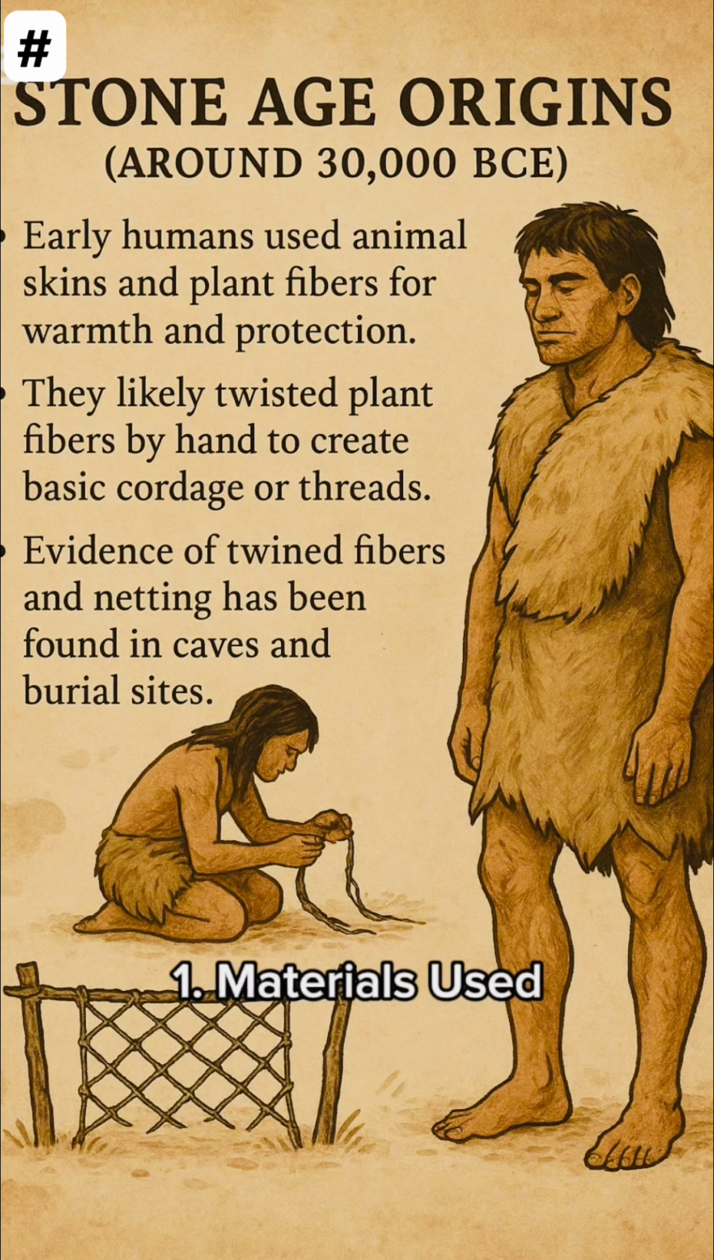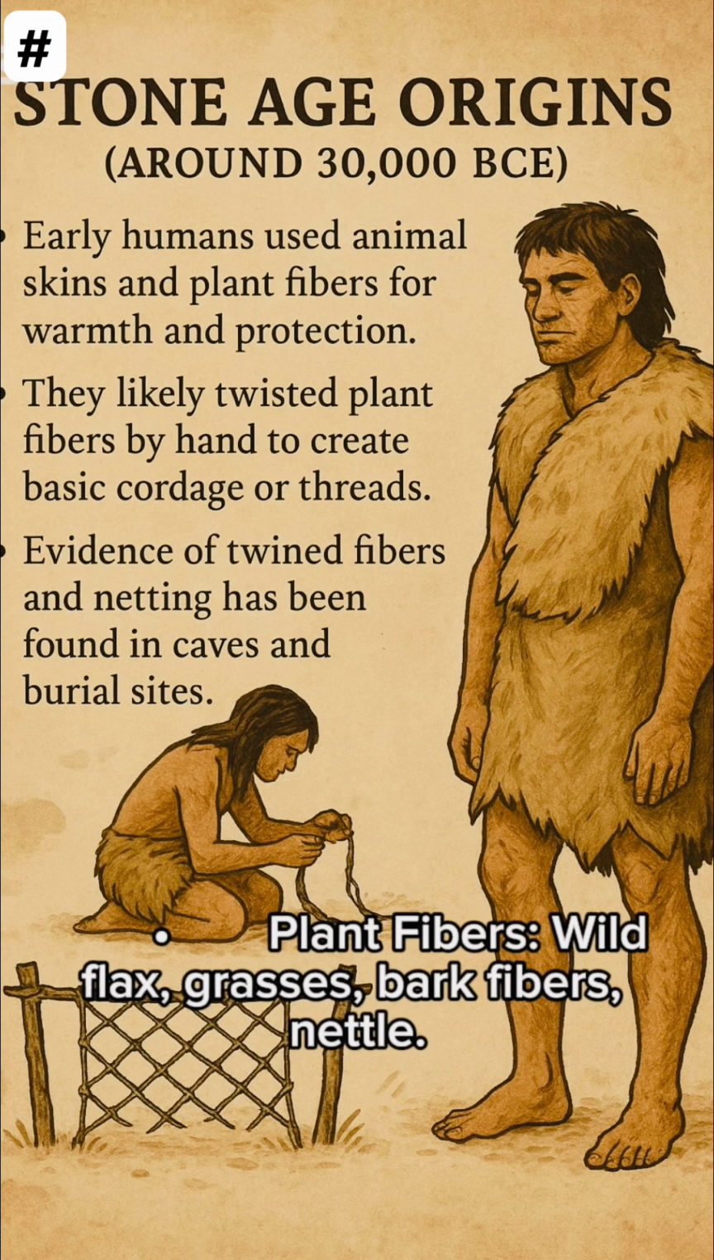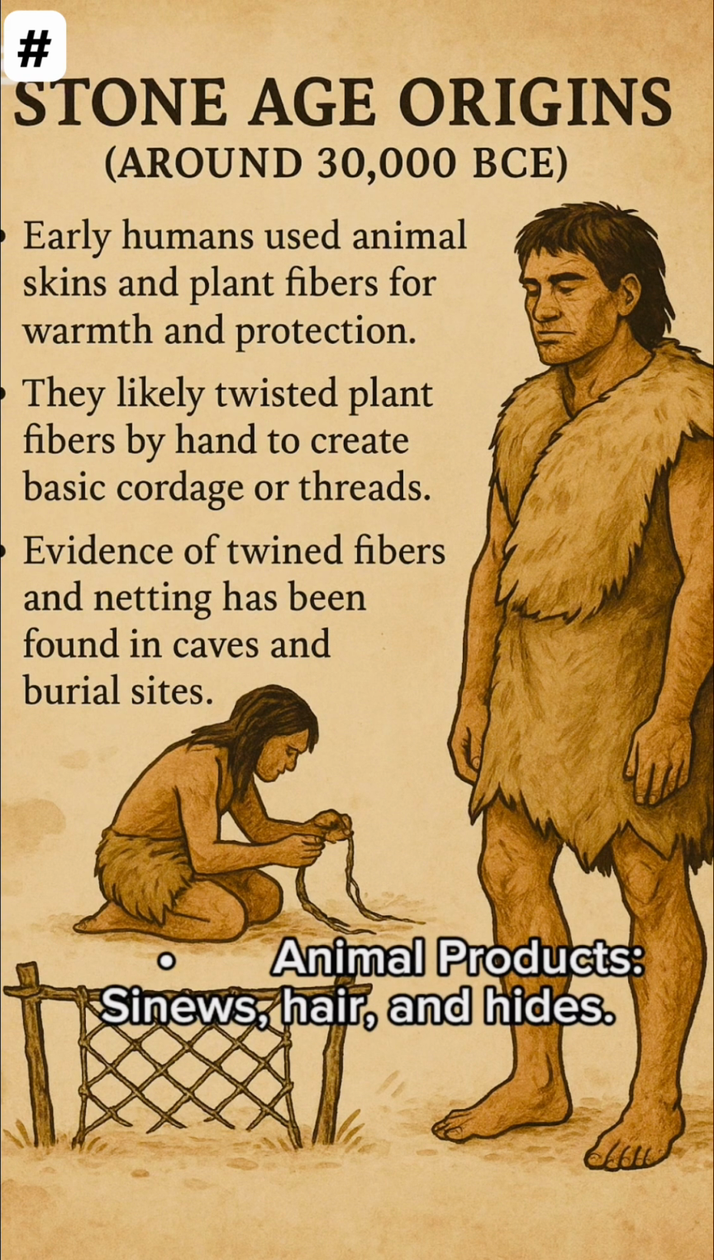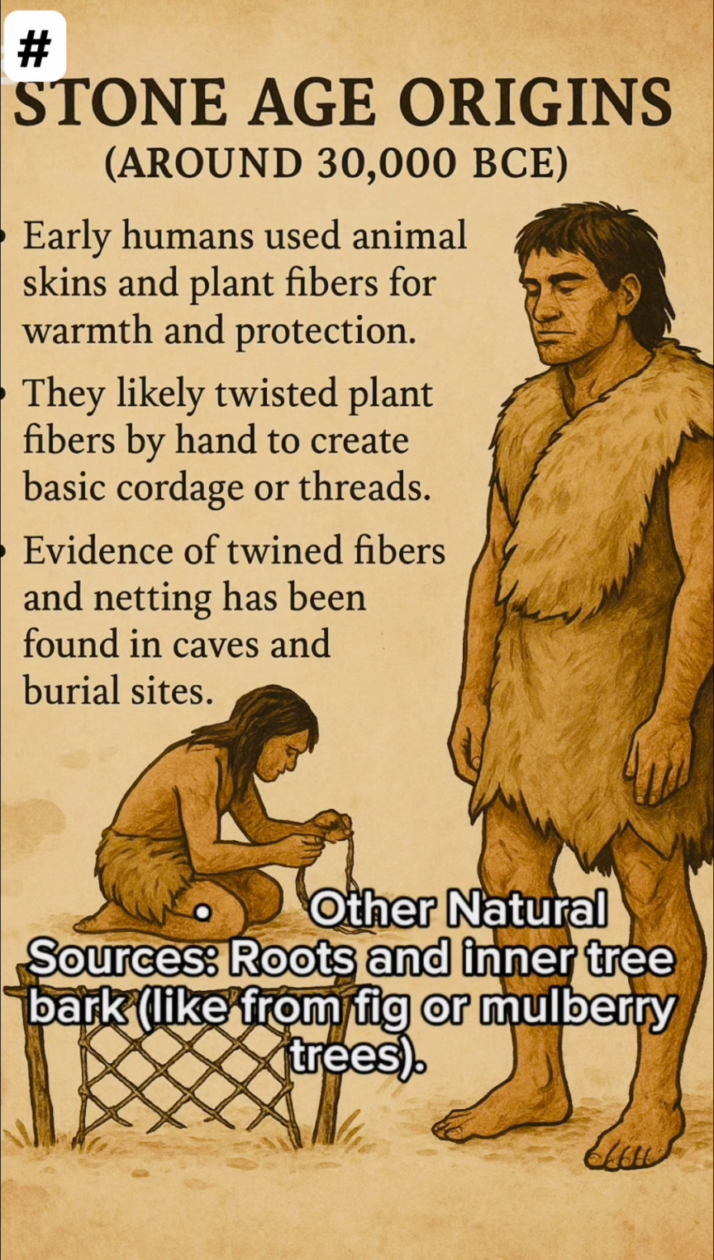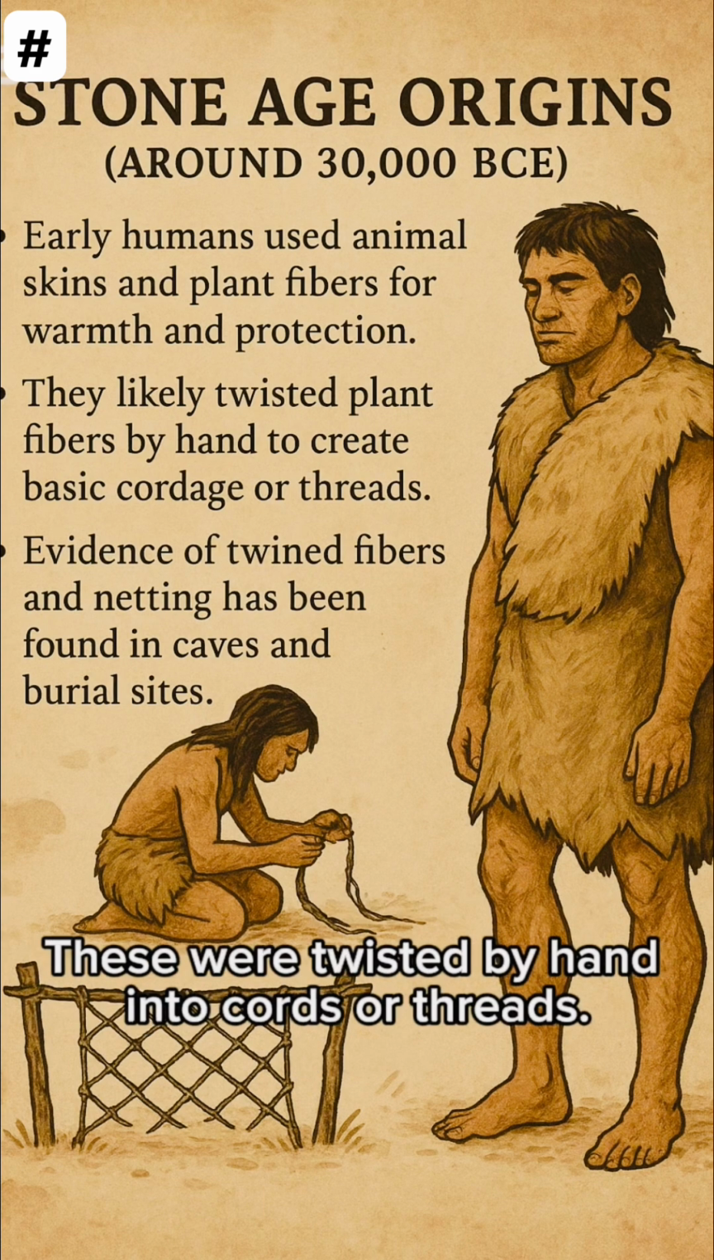1. Materials used: plant fibers, wild flax, grasses, bark fibers, nettle. Animal products: sinews, hair, and hides. Other natural sources: roots and inner tree bark, like from fig or mulberry trees. These were twisted by hand into cords or threads.